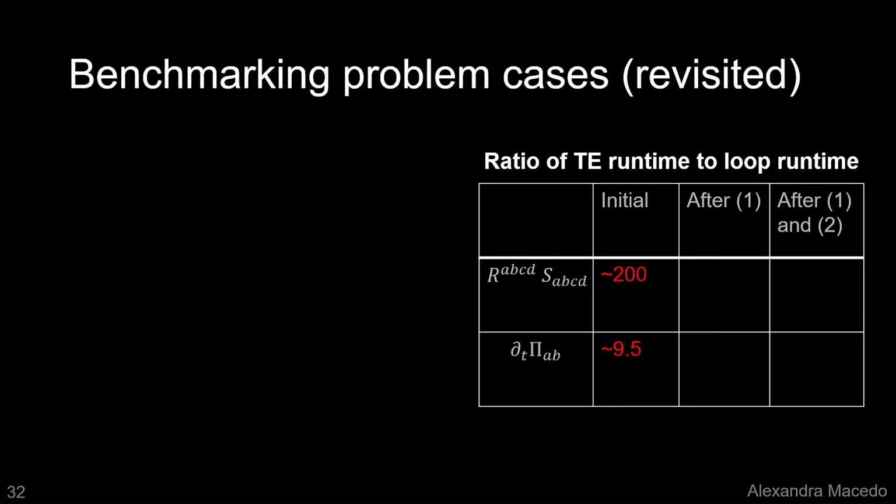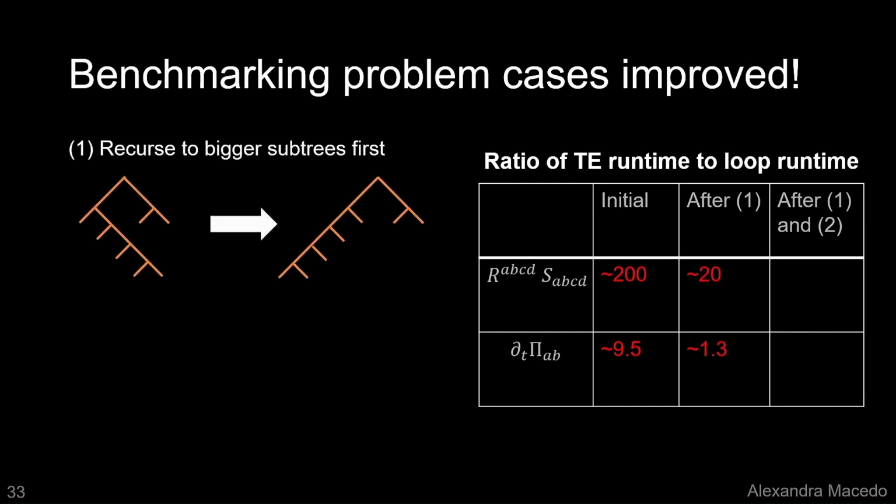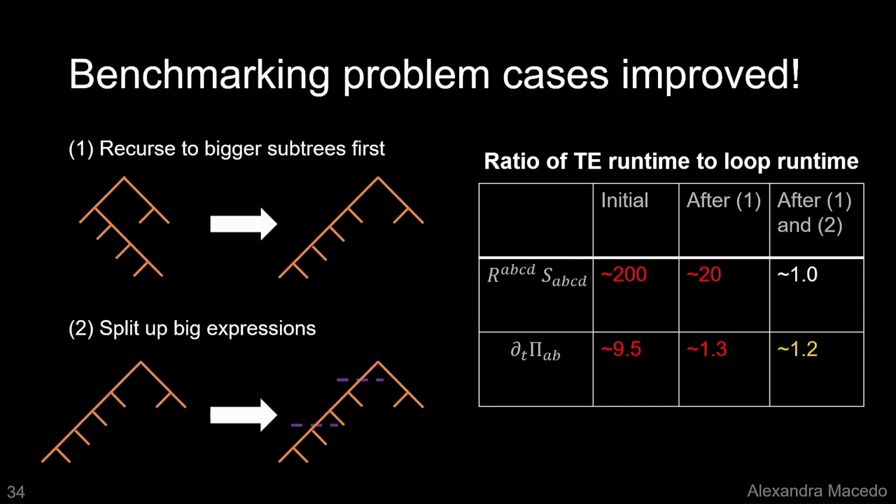Okay, so back to our problem cases that were horrible. After I implemented the first change, which was if I have a commutative operation with a big thing on the right, I moved it to the left, that sped up the contraction over the 4 indices by 10 times, and it sped up the big dt pi equation by 7 times. And that was just by accident. And then after I split up the tree, using that heuristic of 8 operations, it got both of these equations basically on par with the loop implementation, slightly slower for the second one, and this was a huge victory.